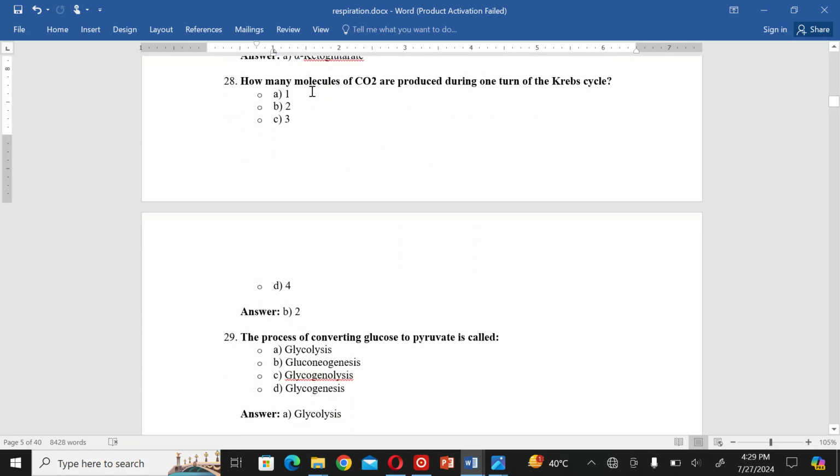The next MCQ is: how many molecules of CO2 are produced during one turn of the Krebs cycle? A. 1, B. 2, C. 3, D. 4. So the correct option is B.